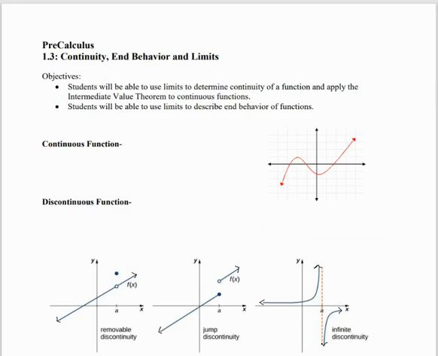So the first thing we have are talking about continuity. So what continuity means is either that we are continuous or discontinuous. A graph is continuous if there are no breaks, no holes, or no gaps.